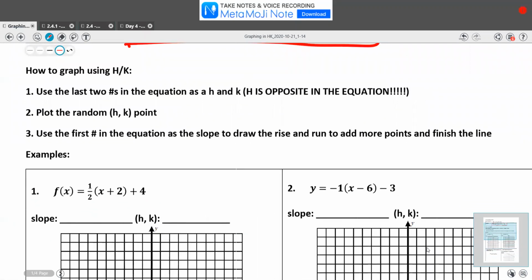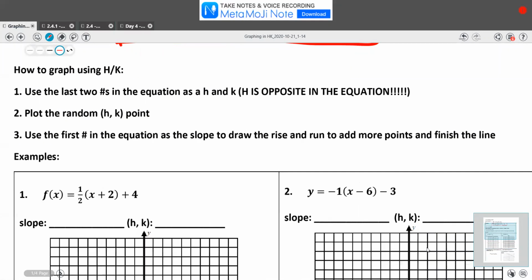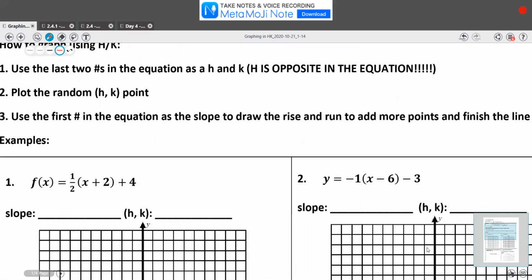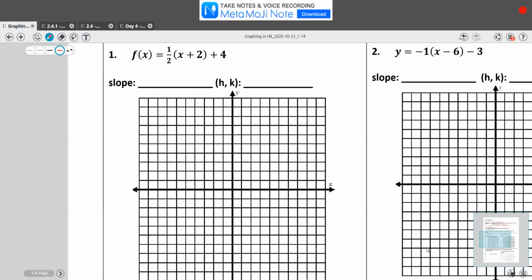Before we go over, actually, I want to go over those notes. So basically, how to graph using HK. Use the last two numbers in the equation as H and K. H is always opposite. So I want you to remember that. H is always opposite. So basically what H and K is, it's a point, it's a random point. Your M value is going to be your slope. So that hasn't changed. So let's go ahead and look into this.